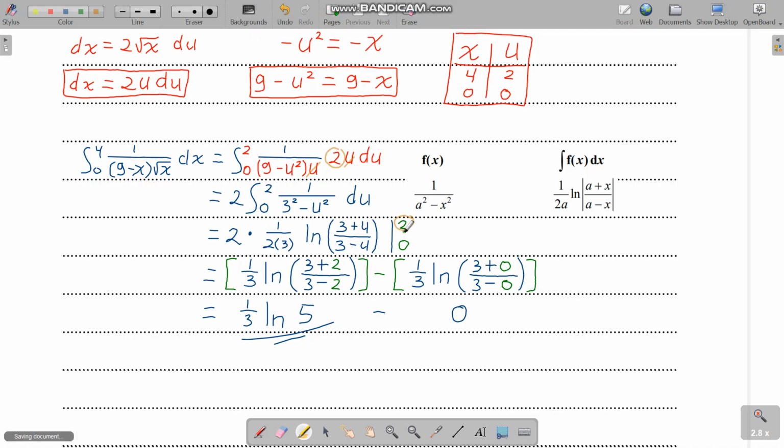And then we plug in 2, plug in 0, and then subtract. If we plug in 2, we're going to get 5 over 1, which is just 5. And when we plug in 0, we're just going to get 3 over 3, which is 1. ln 1 is 0, so that's the final answer here.